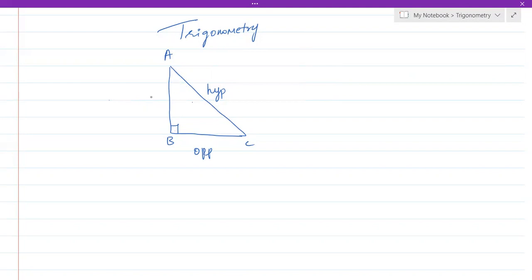Let's take another right angle triangle, say PQR, and let's say P is 90 degrees. Which side will be the hypotenuse? Very clearly, the side opposite to 90 degrees, that is QR, is our hypotenuse. Now, which is the opposite side and which is the adjacent side? We cannot decide because the angle under consideration is not known.